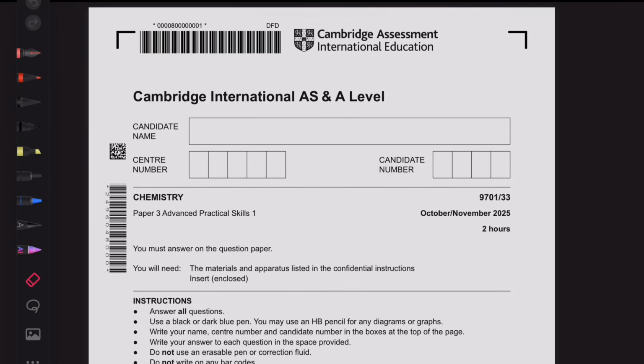Hello, so today I'm just going to quickly talk you through how you would approach an AS Chemistry Paper 3. This is a CIE AS Chemistry October-November 2025 Paper 3 Variant 3. It's a paper that I've already solved on my channel, so today we're just really going to go through the sort of things you need to be mindful of when you're actually doing a real-life Paper 3, okay?